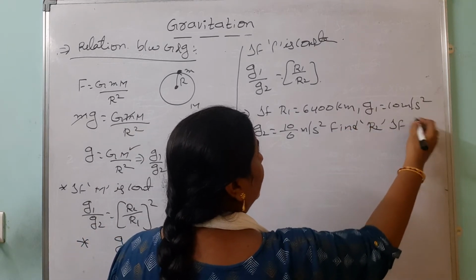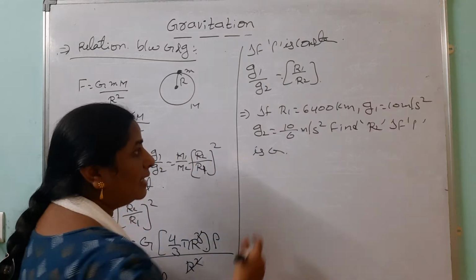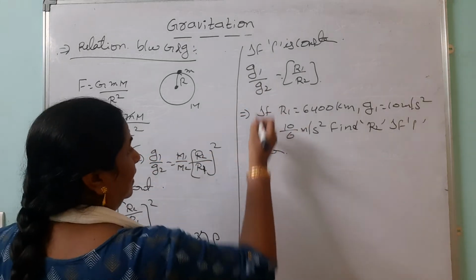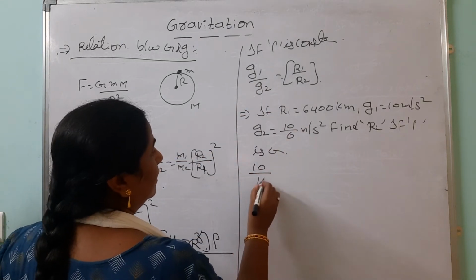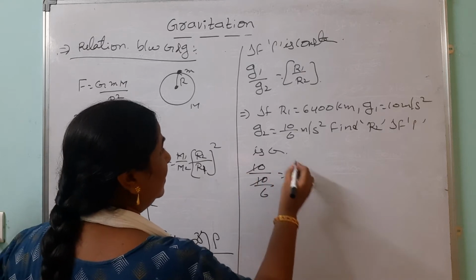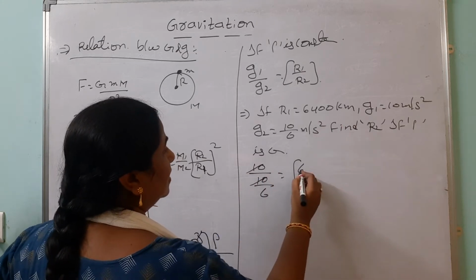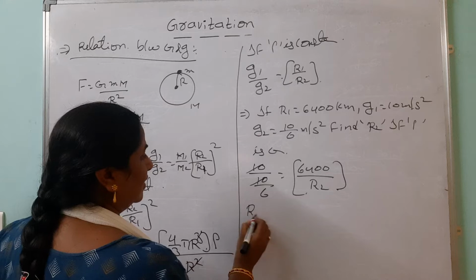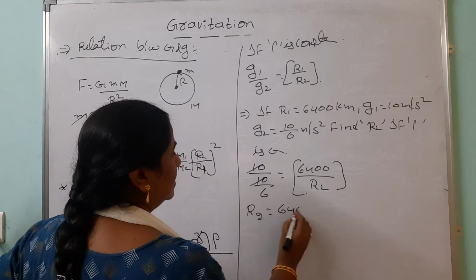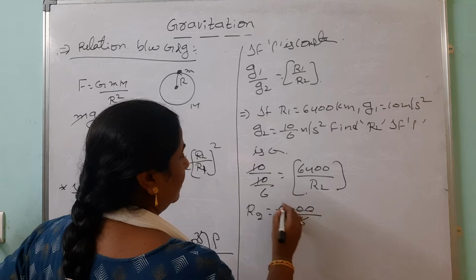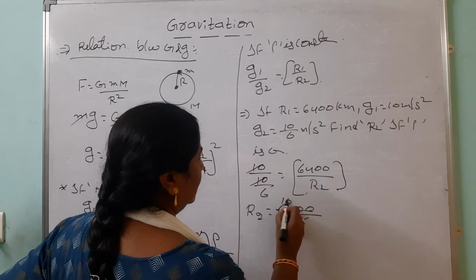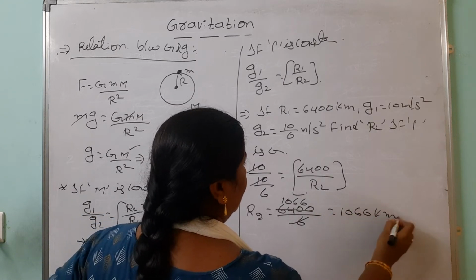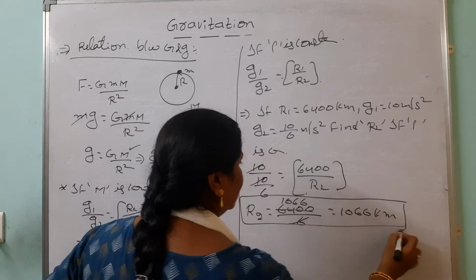If rho is constant, density is constant. Density is constant means don't go for this one; we have to use this only. g1 by g2 is 10 by 6 equals R1, which is 6400, divided by R2, which we should find out. So when it reverses, R2 equals how much? 6400 by 6. 6 1 jump. Then 6 6 36. So 1066 kilometers. Like that we can find out the radius, depending on the given data.